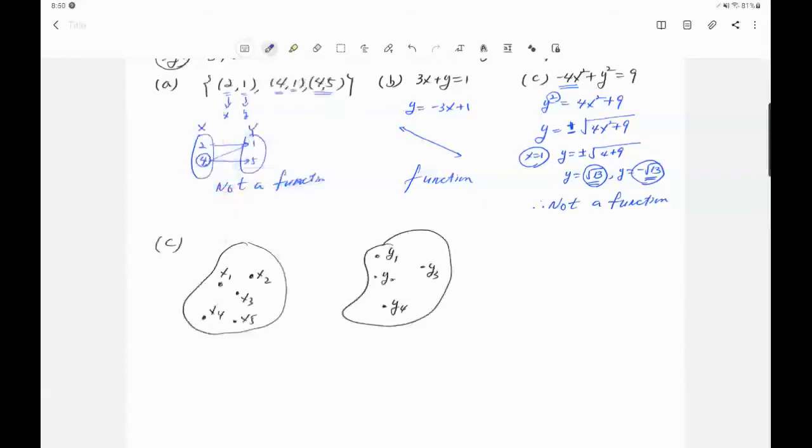Now let's try this example. This is the domain X, a set of input values, and a set of output values. X1 matches here, and then X2 goes to Y2. X3 goes to Y1, and X4 goes to Y4. And finally, X5 matches Y3. All right, then is this a function? Of course, it's a function, right? Because each input value is connected to only one output. So this is a function.